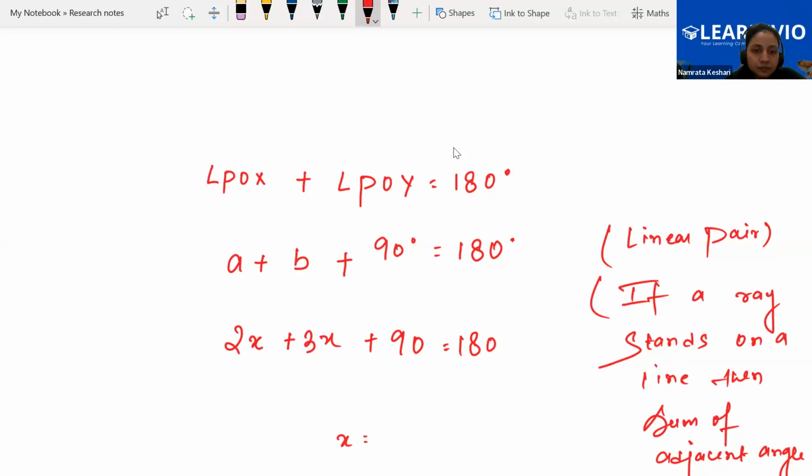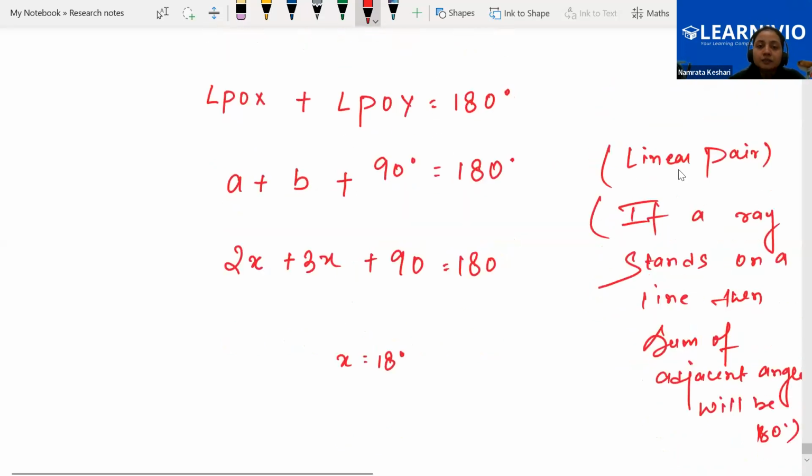18 degrees. Arhan, you are saying no? 18? Yes, ma'am. Rest of the students? Ma'am, 18. Everyone getting 18? Ma'am, 18. Okay, so we got x as 18.